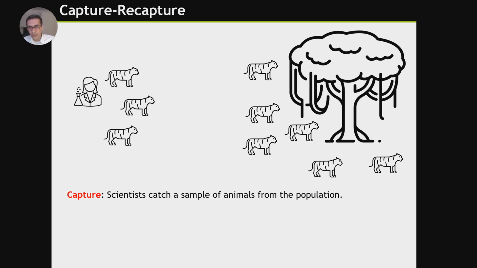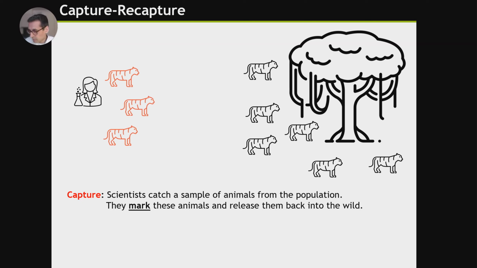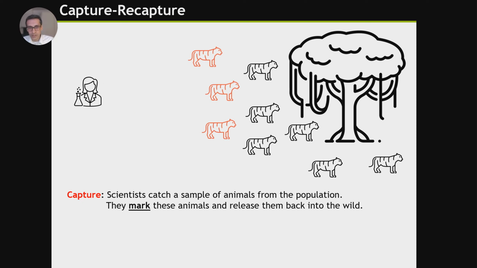It could be with some type of tag. You might use a non-toxic spray or something, so you know that you have seen this tiger. In this slide, we're just going to turn them orange. We're going to say that we've got these orange tigers that have some type of mark on them. Sometimes you put GPS trackers on them, for example. And then you release them back. So you've now captured 3 of them. You release them back into the population, and they get mixed up.